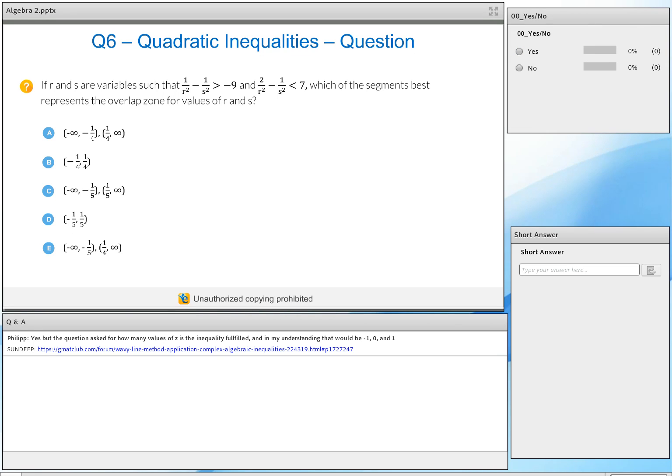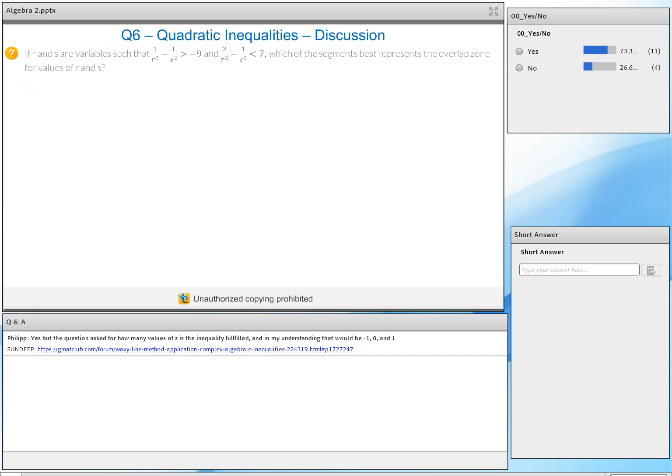How many of you substituted 1 by r square as a variable, let's say x, and 1 by s square as y as a variable? Basically, this is what I'm talking about. We need to find out which segments best presents the overlap zones for R and S. So technically what we need to find out is the ranges of R and S, and then we need to take those two ranges and figure out the overlap zone. That's what we need to figure out.